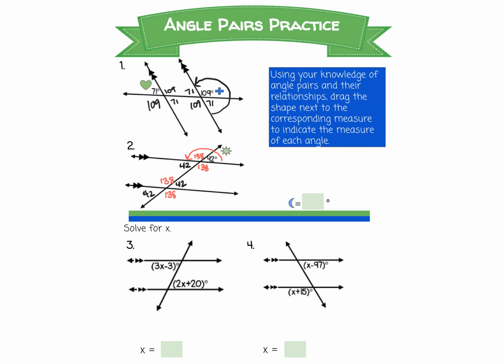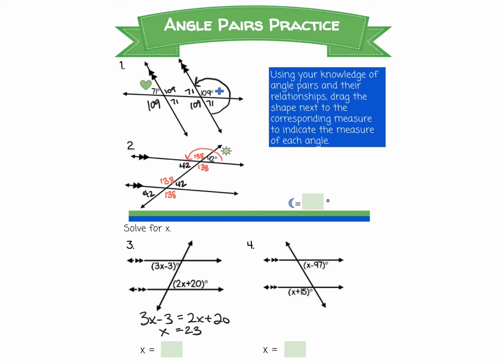Right, on the next two here, these are more typical problems. So we just have to really decide, are my angles going to be congruent or are they going to be supplementary? All right, so in number 3 here, the two angles that are labeled are alternate interior angles, and we know that they are congruent. So that means that 3x minus 3 is going to be equal to 2x plus 20. So now I can solve. I can subtract 2x from both sides and get an x, add 3 to both sides, I get 23.